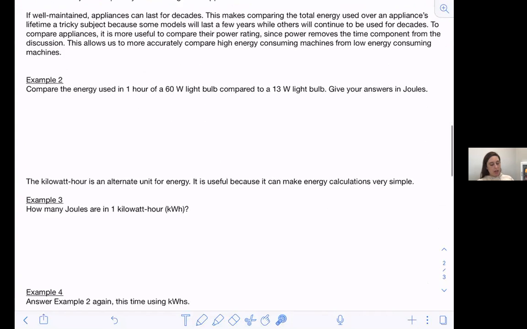Okay. So in order to do that, we're going to use light bulbs as an example. Let's compare the energy used in 1 hour of a 60-watt light bulb compared to a 13-watt light bulb. And let's do this answer in joules. So I will start with the 60-watt one. I'm given information about the power and the time, and I'm looking for the energy. So this is a perfect opportunity for me to use the power equation, put in 60 watts as my power, and put in my unknown, the energy.